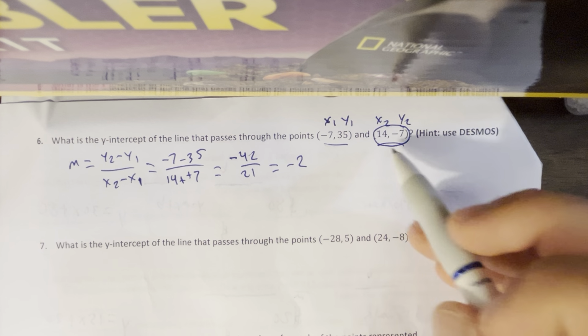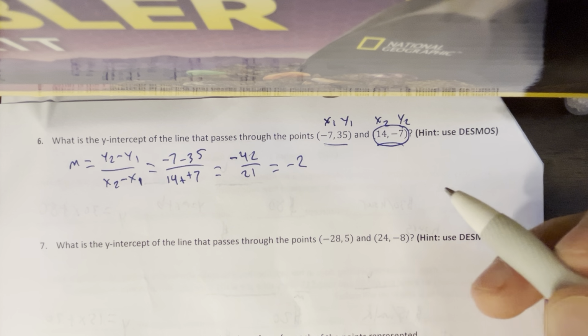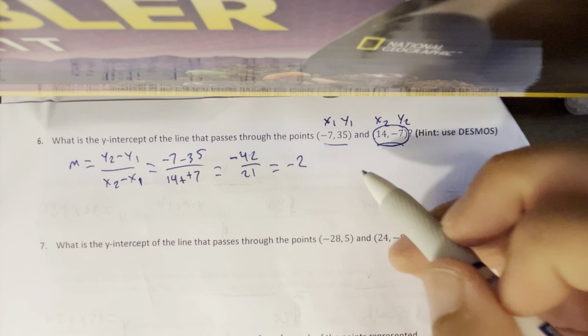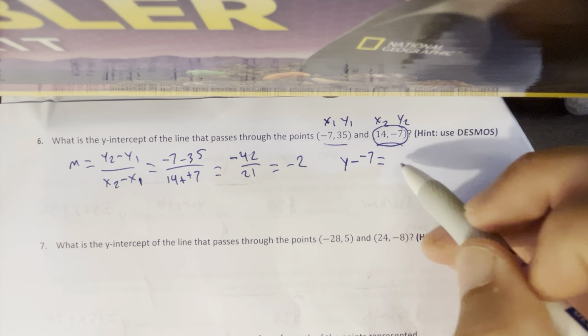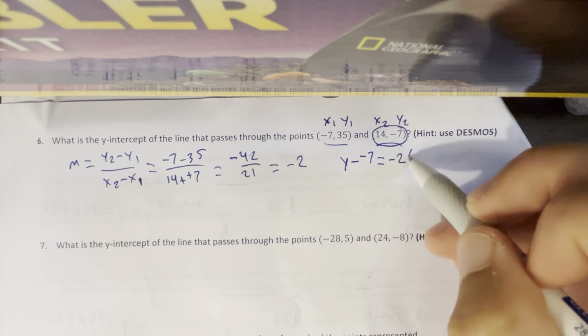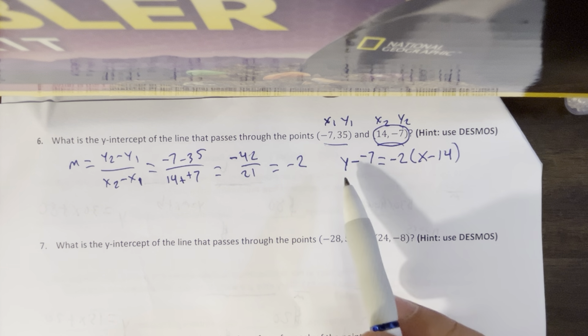This one has 14 instead of 35. I'll choose that one. And so I'm going to plug them into point slope form and then need to change it to slope intercept. And so we're going to do y minus -7 is equal to -2, that's my slope, x minus 14. And so that's plugging it into the formula.